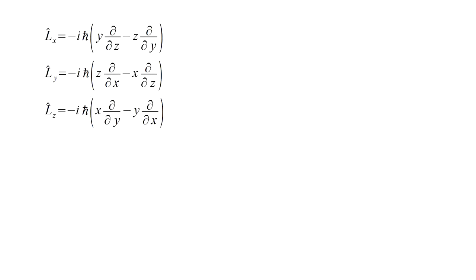Now we want to demonstrate the commutation relations for angular momentum. So the operators for the x, y, and z components of orbital angular momentum, as we showed in the main video, are minus i h bar, y times the slope in z minus z times the slope in y, and then permutations of that formula. And we want to show that the commutator of L hat x and L hat y is equal to i h bar L hat z.